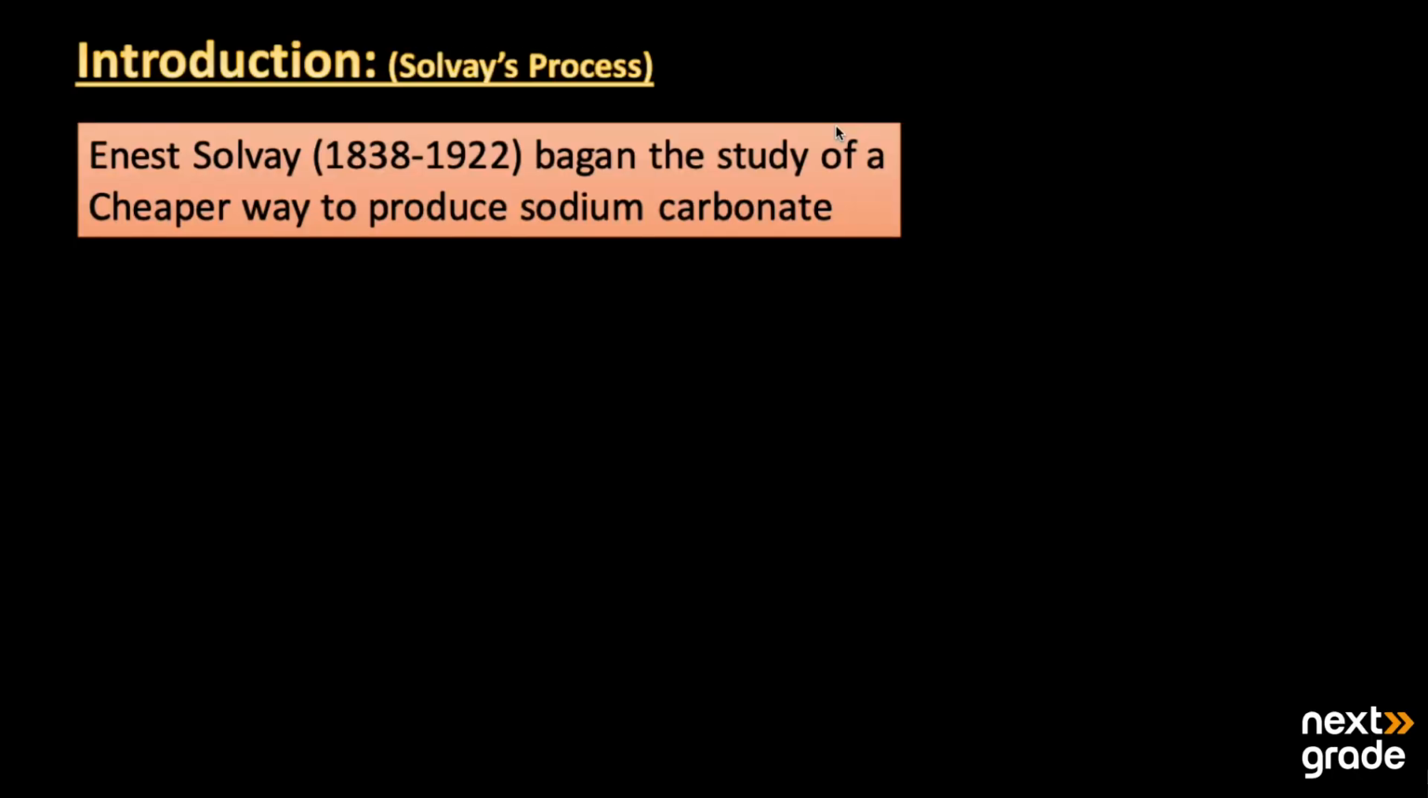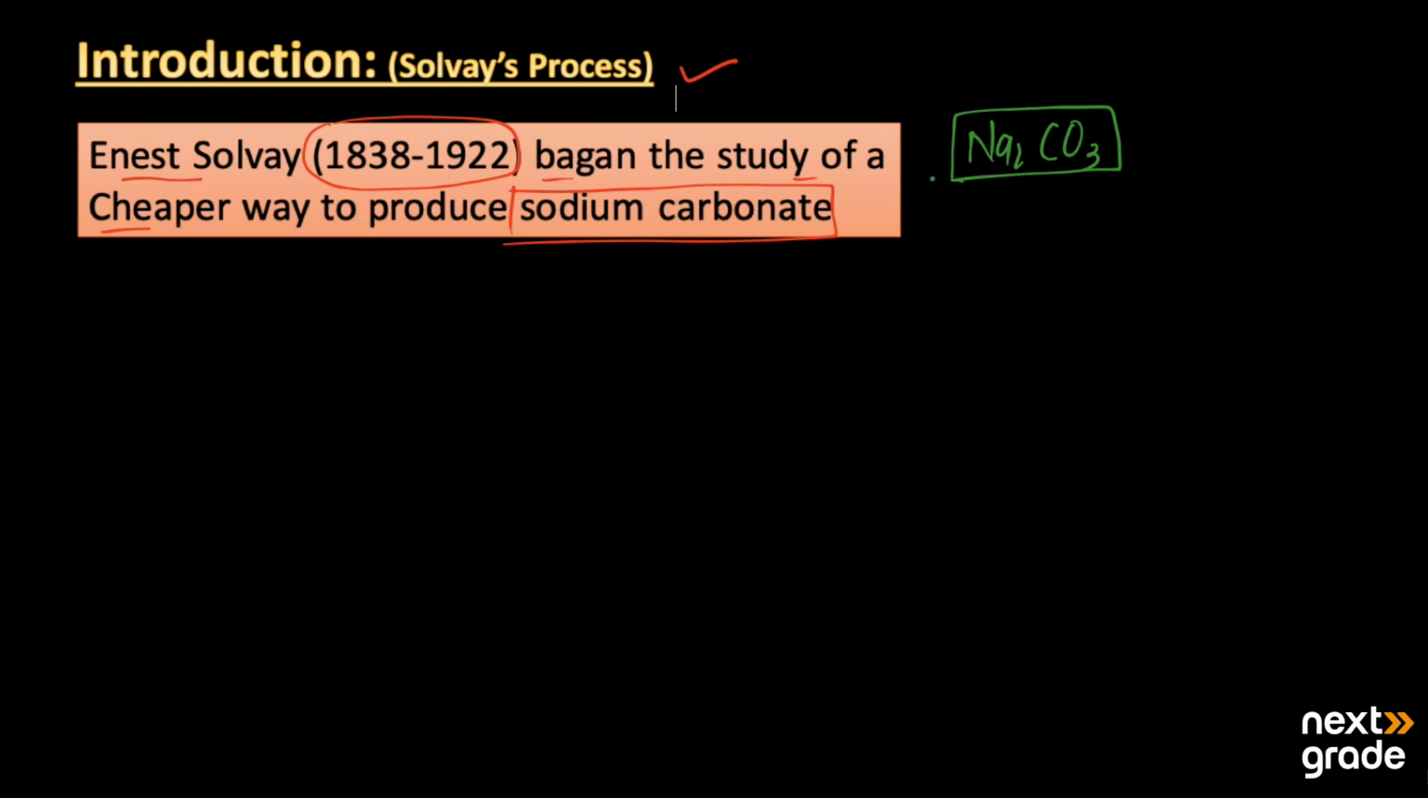So, the topic we will discuss today is the Solvay process, and basically what happens in the Solvay process. The scientist whose name was Ernst Solvay, in the era 1838 to 1922, began the study of a cheaper way to produce sodium carbonate. And here we have the formula for sodium carbonate, which is Na2CO3. It is sodium carbonate.